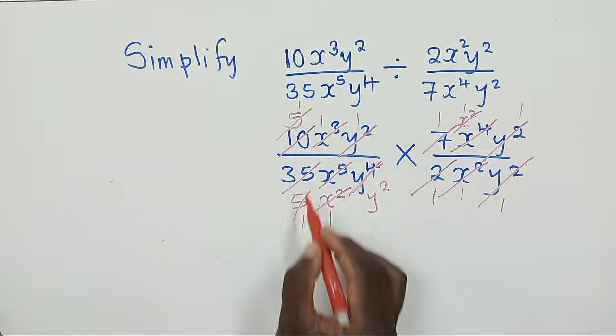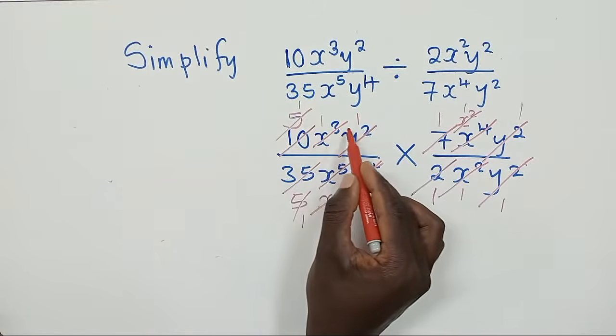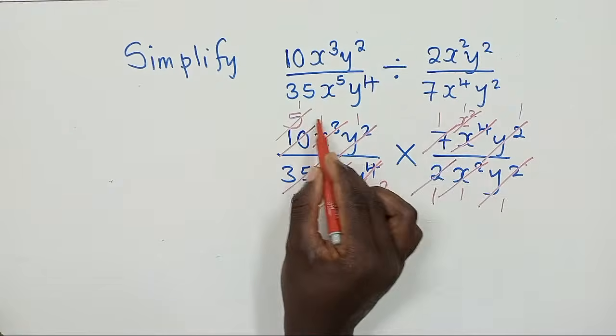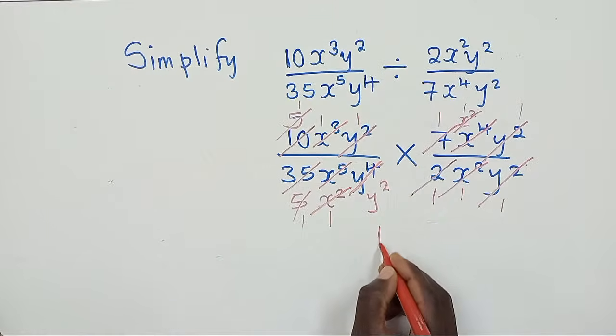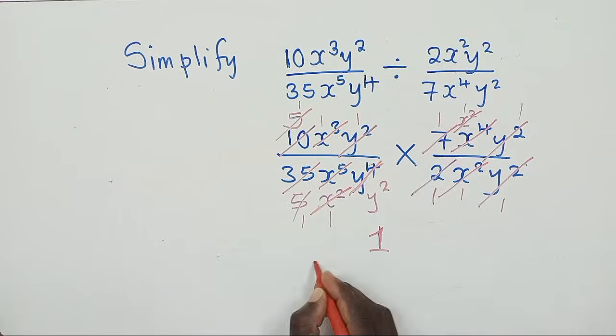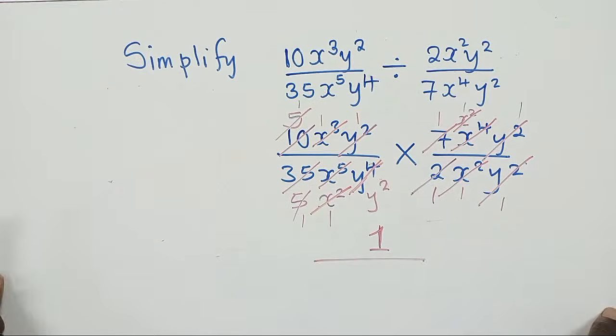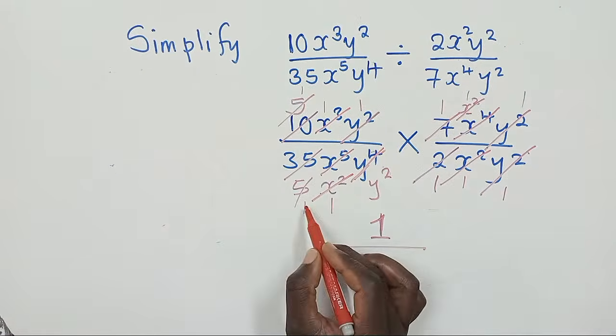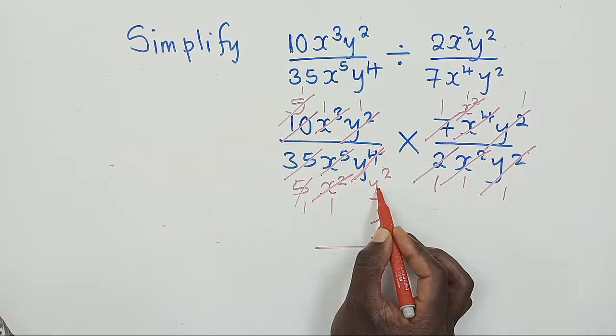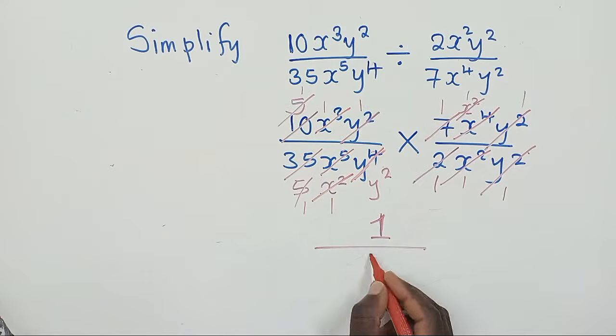So if you're able to see, we only have ones on top, such that when you multiply these ones, we will have a 1 on top. We have a 1 down here. There's a 1 times 1 times y squared times 1 times 1 times 1. It will just be y squared. So this is the solution.